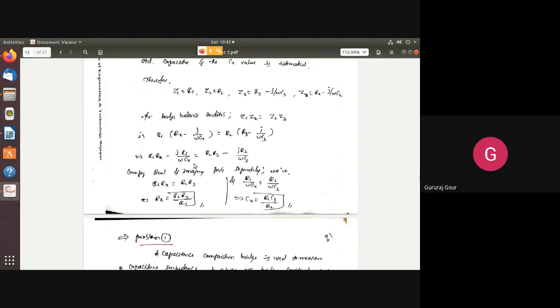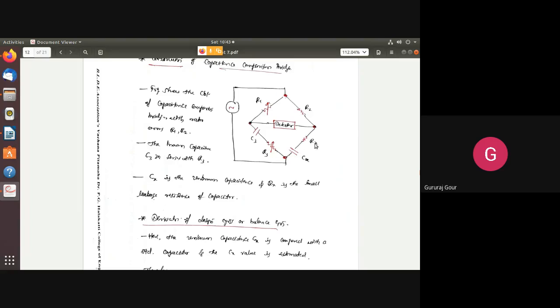Now, because of the presence of j, it is treated as a complex term. We have to separate out the real terms and imaginary terms and compare them separately. Comparing the real part, what do we get? R1 Rx equal to R2 R3, so Rx equal to R2 R3 by R1. Comparing the imaginary parts, we get R1 by omega Cx equal to R2 by omega C3, that is Cx equal to R1 C3 by R2. So this is how we get the design equations for Rx and Cx.